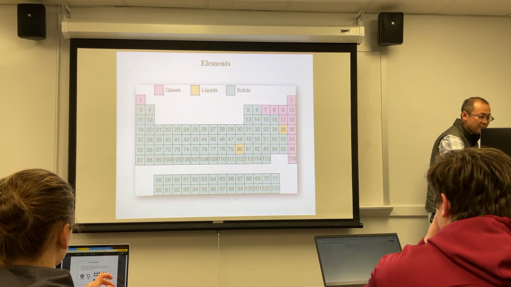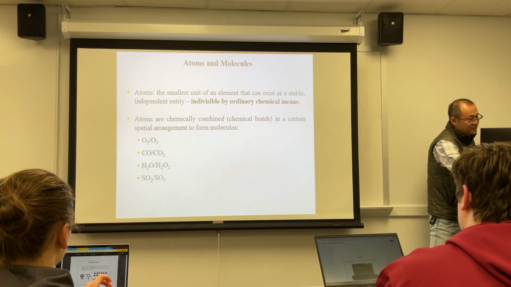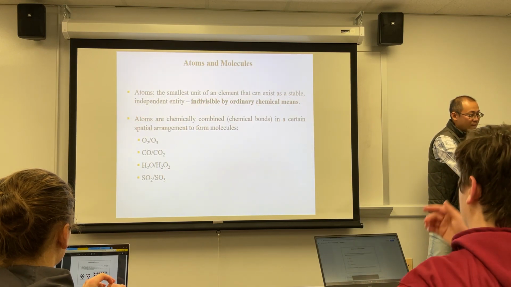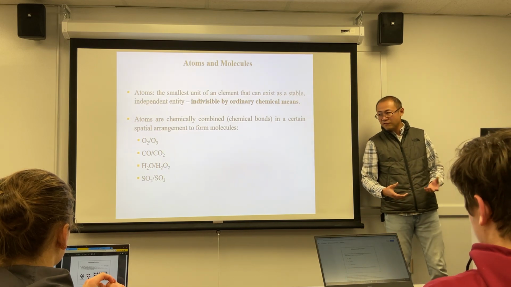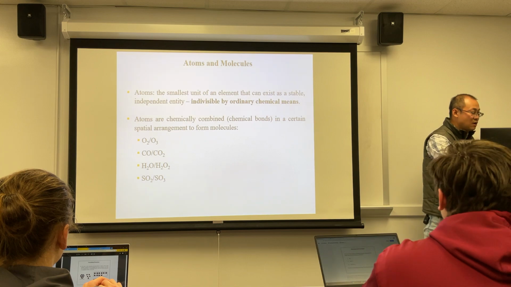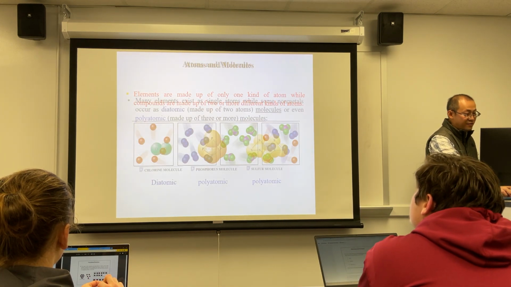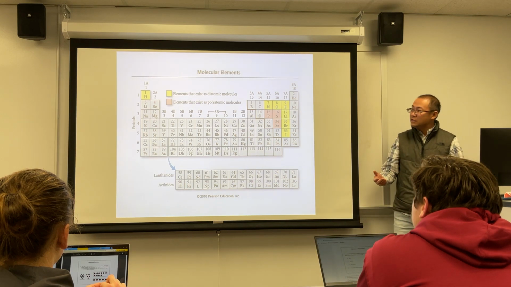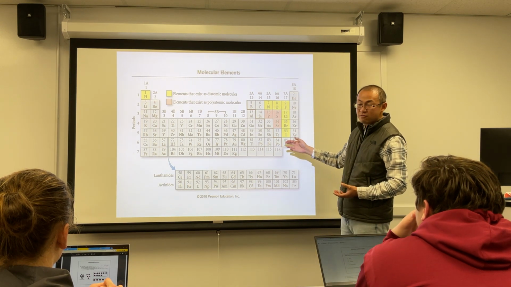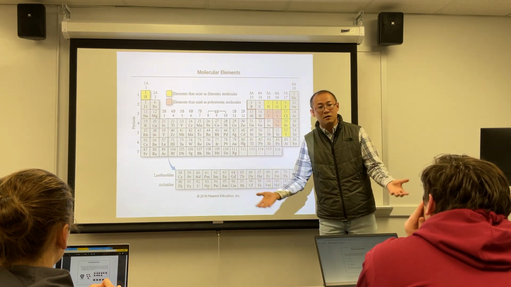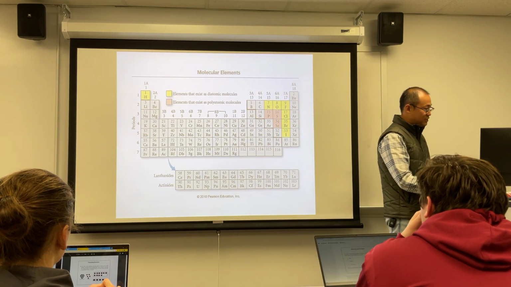Those are for elements. And then we studied the symbols for the elements and the basic units for elements, and later on compounds are atoms, and atoms bind together to form molecules. And for those elements, if they're molecules, some exist as diatomic molecules, some exist as polyatomic molecules, and some are just what? Single atoms, monoatomic elements.